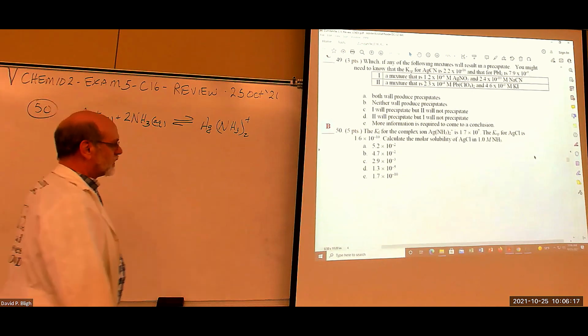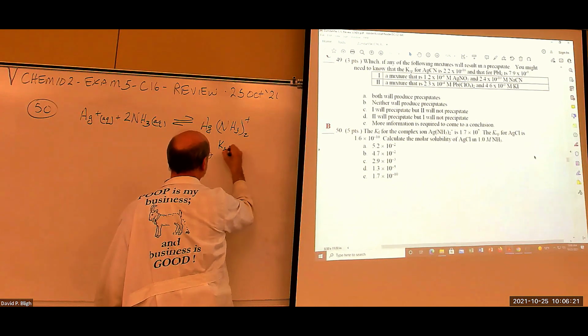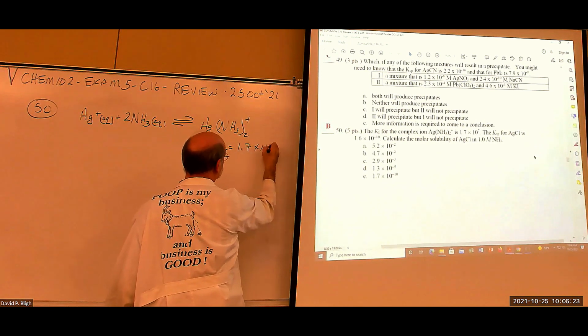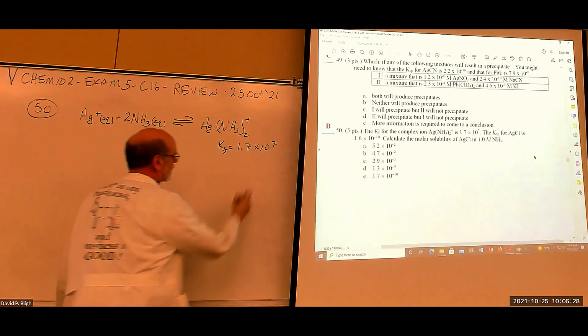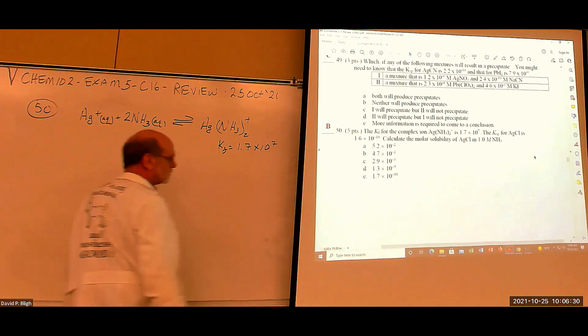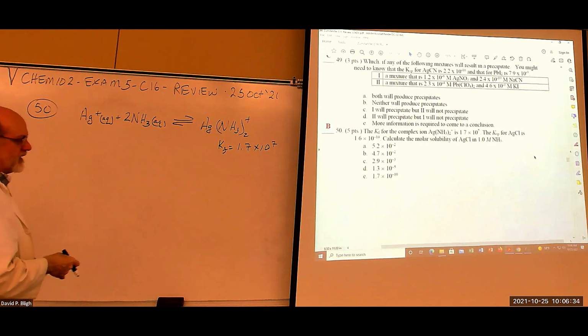And that one has a Kf of 1.7 times 10 to the 7. I think I've seen 1.8 also. In fact, their method may have 1.8 as our accepted value.